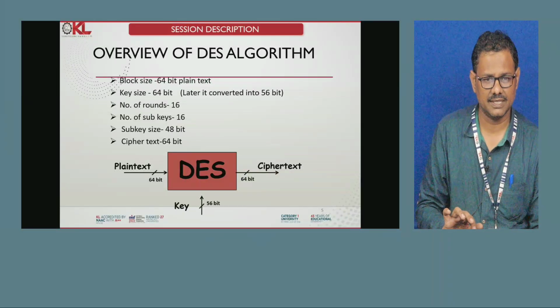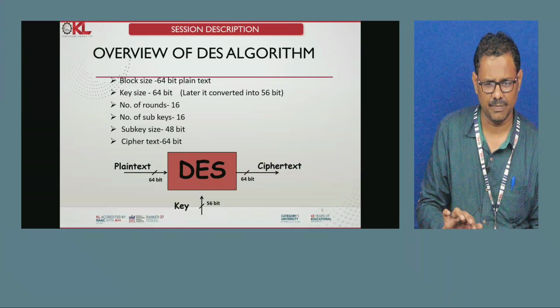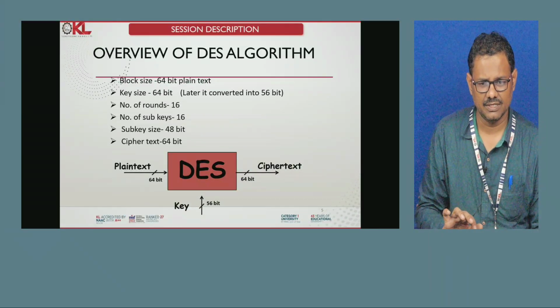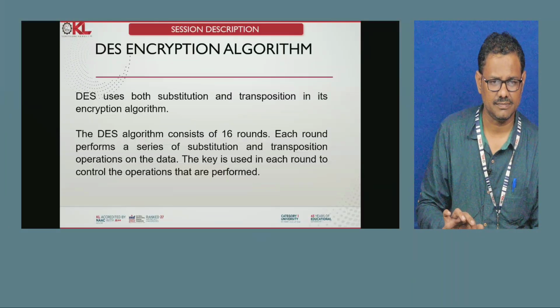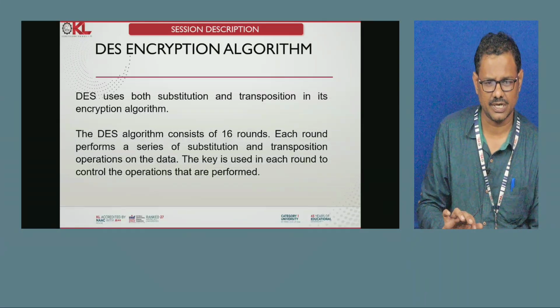Overview of the DES algorithm is here. Block size is 64-bit plain text. Key size is 64 bits, later converted into 56 bits. Number of rounds is 16. Number of subkeys is 16. Subkey size is 48 bits. Cipher text is 64 bits. So simply you can say, when we give 64-bit plain text to DES, we get 64-bit cipher text, with the help of a 56-bit key. This is the encryption algorithm. It uses two techniques: substitution and transposition.